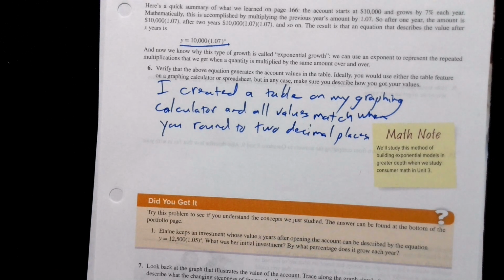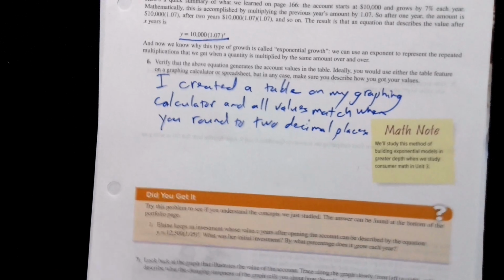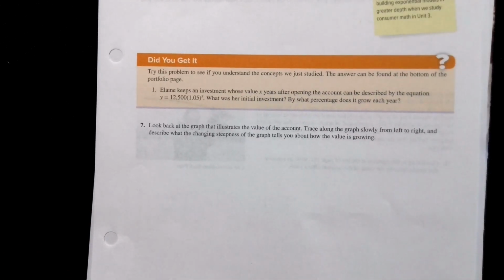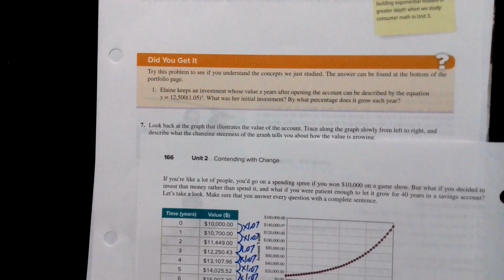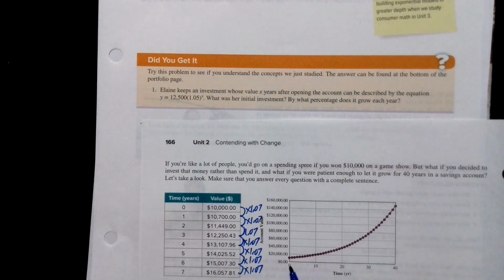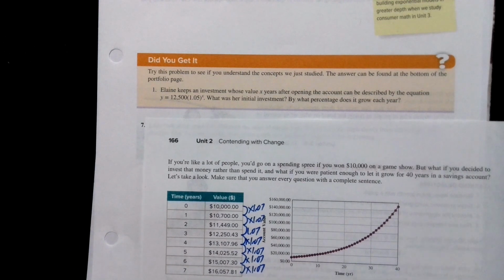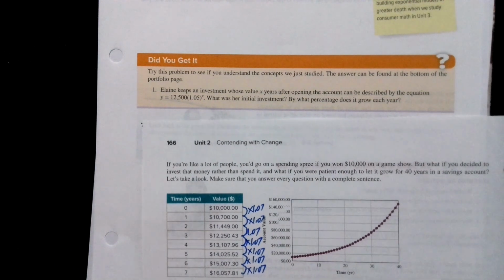Okay, now we'll move on to problem number 7. It says, look back at the graph that illustrates the value of the account. Trace along the graph slowly from left to right and describe what the change in steepness of the graph tells you about how the value is growing. Okay, so now, if you look here at this graph, this was the graph we initially had. And if you notice how the steepness is going here, so we need to describe that.